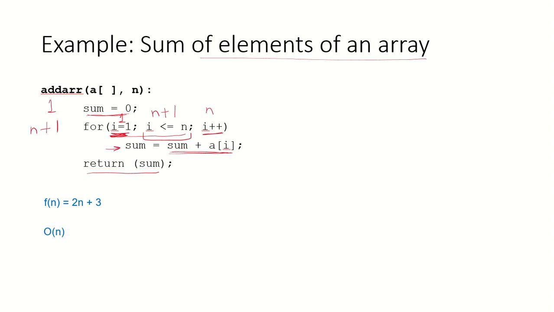Within the loop, this statement of sum would be executed n times because it goes within the loop only n times. Finally, when we are out of the loop and sum has to be returned, that is 1. So the growth rate, if we add all of these, is 2n plus 3, and when we ignore the constants and leading coefficients, we say that the time complexity of this algorithm is order of n.